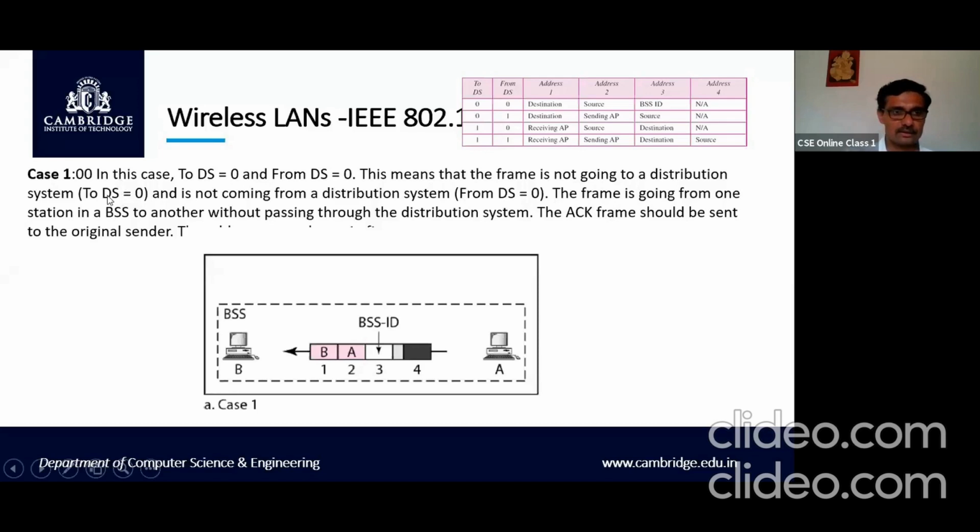There is a correction here. D stands for distribution. S stands for system. So To DS is 0, meaning that the frame is not going to a distribution system. And again, the second bit is also 0 because the frame is not coming from a distribution system. That means a frame is going from one station in the BSS to another station without passing through the distribution system, that is, within the BSS. Okay. So this is case number 1.